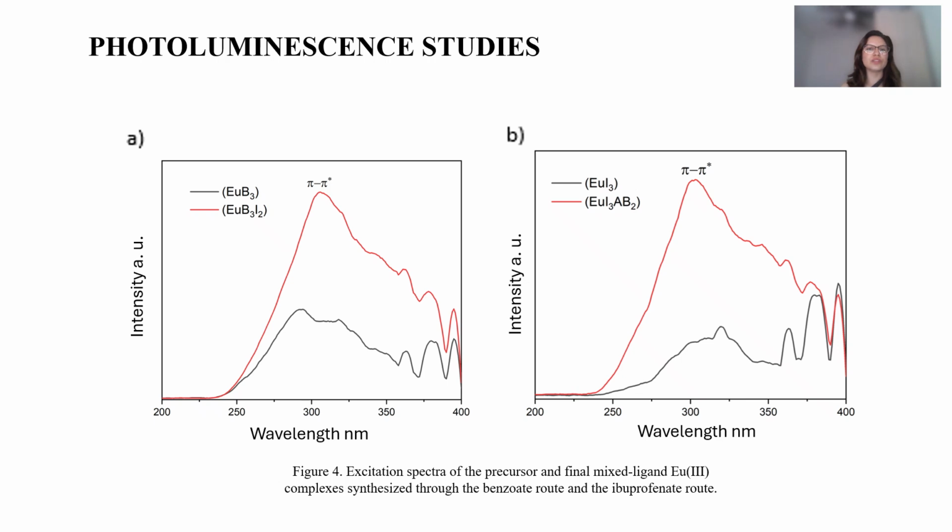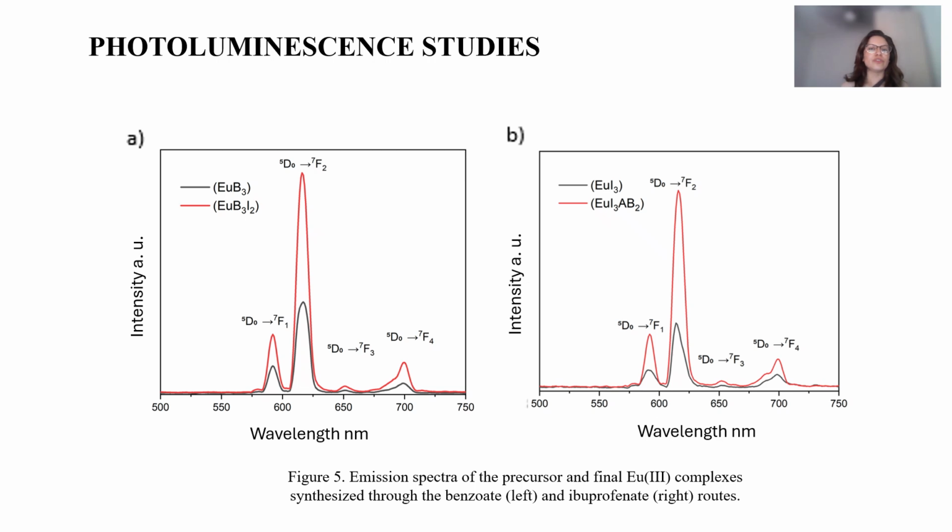Now, according to the photoluminescent studies, excitation spectroscopy was used to evaluate the efficiency of the antenna effect. In this case, the precursor complexes exhibit broad absorption bands in the ultraviolet region from the organic ligands. After the incorporation of the second ligand, we have an increase in excitation intensity in both synthesis routes. This behavior indicates that modifying the coordination environment improves ligand to metal energy transfer, allowing more efficient sensitization of the europium ion.